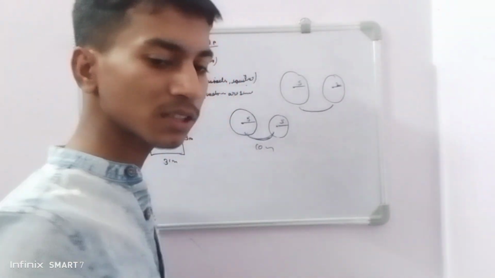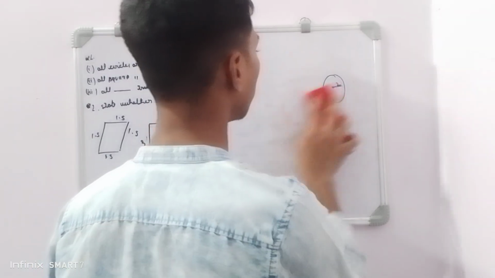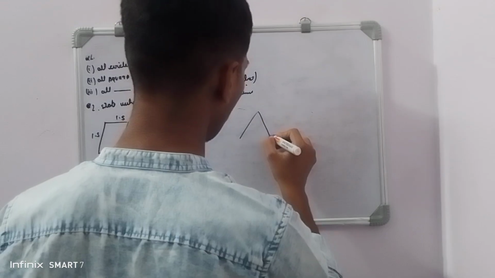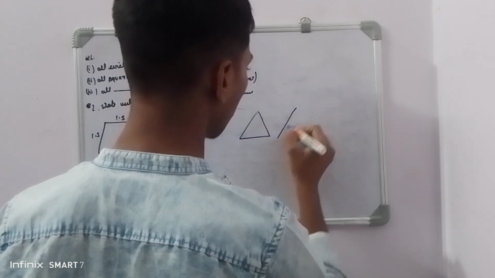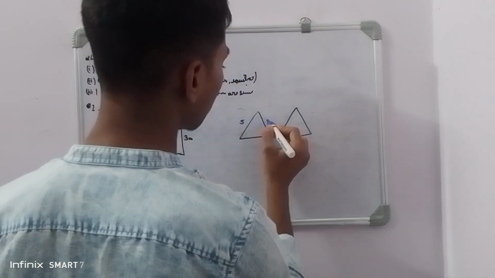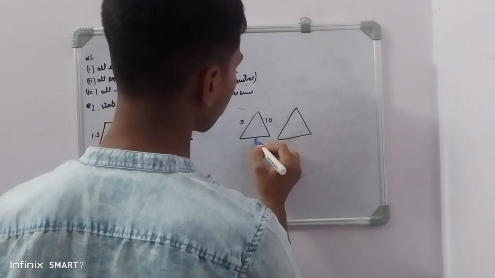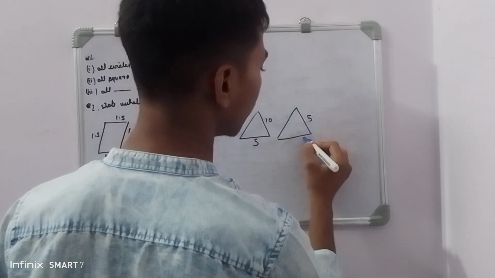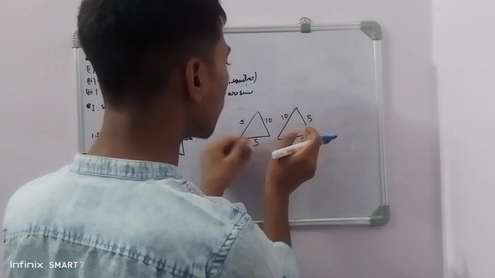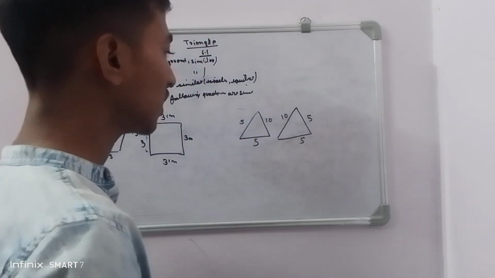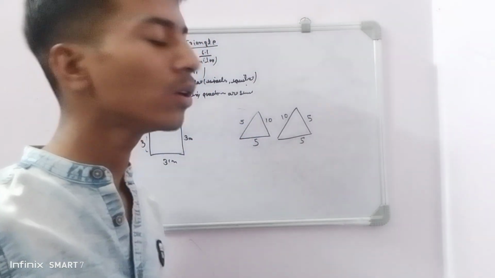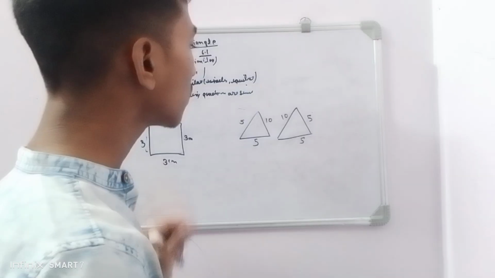Let's understand this through an example of a triangle. Let's suppose we have a triangle here, and we have another triangle. Let's suppose this side is 5 centimeter, 10 centimeter, and then 5 centimeter, and this one is 5, 5, and 10. As you are able to see, these two figures can be superimposed over each other, so we will call these congruent. If they are congruent, that means they are also similar.